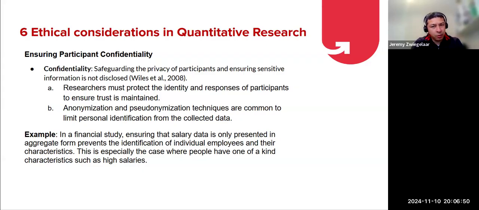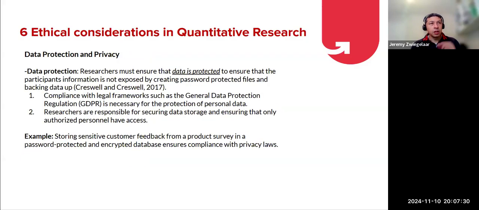This is especially the case where people have one of a kind characteristics such as extremely high salaries. So if you're a CEO, your income might be 1.7 million pounds. It's going to be obvious in the data if you're looking at that and thinking, oh, well, there's a data point that is quite high. We know more or less who that person is automatically. Your job is we're looking for aggregated information. We're not looking for the individual information. So in some cases, you might just have to think about whether or not you include those cases and how.